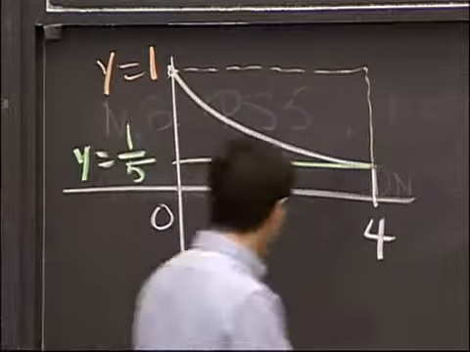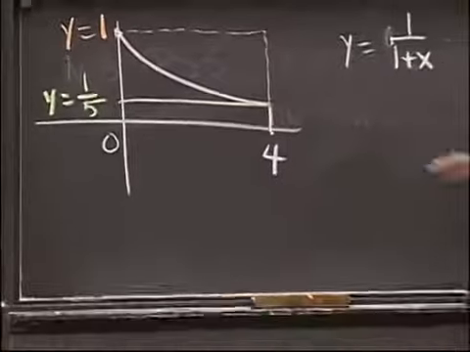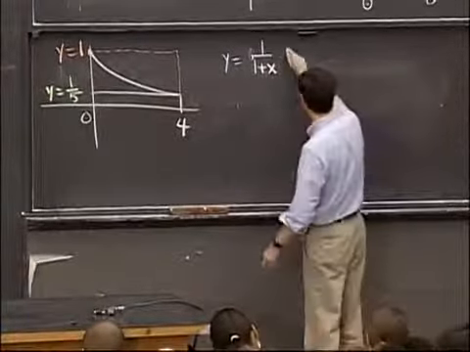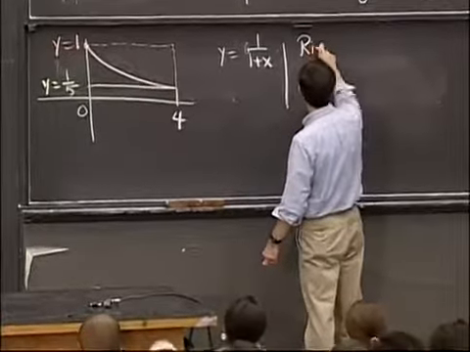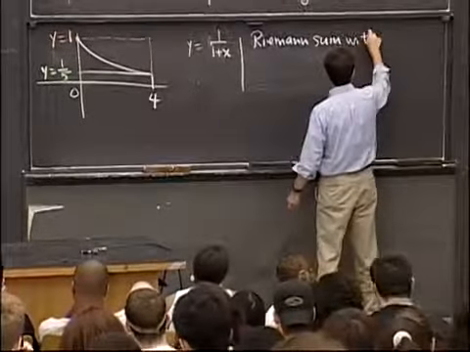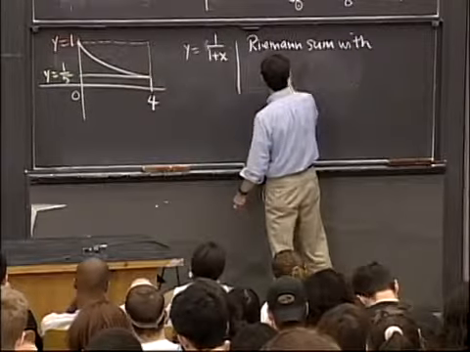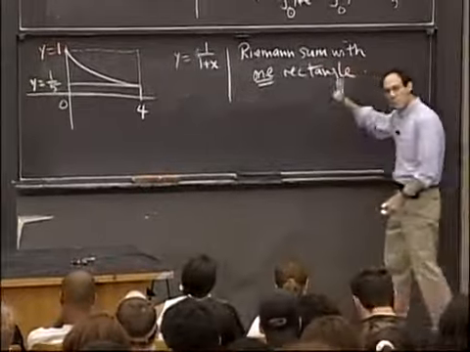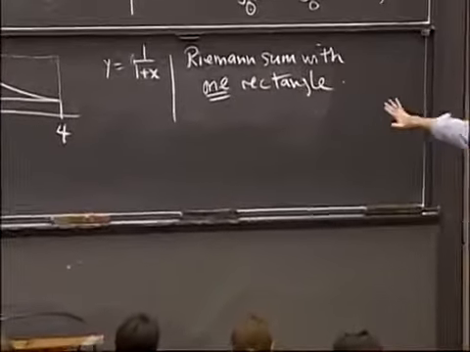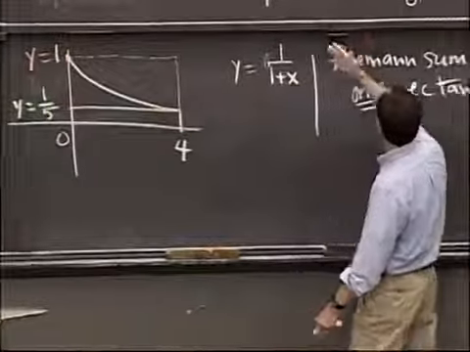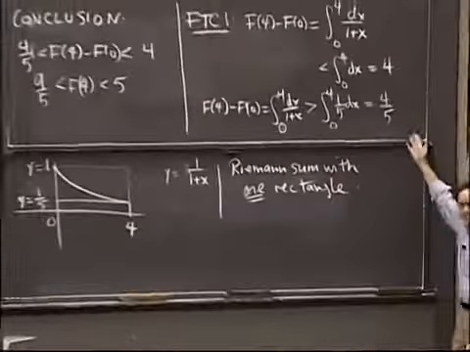And so what this really is, these things are the simplest possible Riemann sum, sort of a silly Riemann sum. This is a Riemann sum with one rectangle. This is the simplest possible one. And so this is a very, very crude estimate. You can see it misses by a mile. The larger and the smaller values are off by a factor of 5.